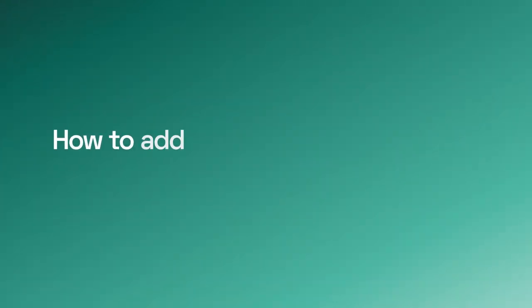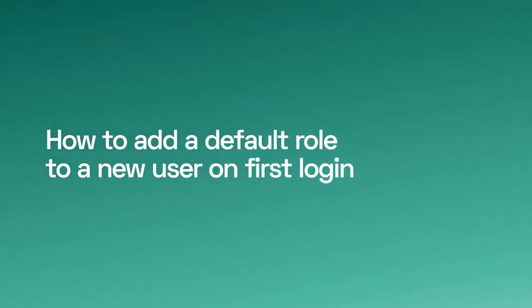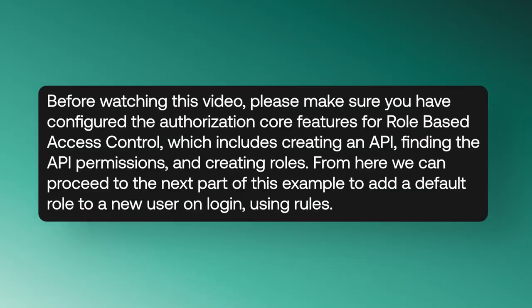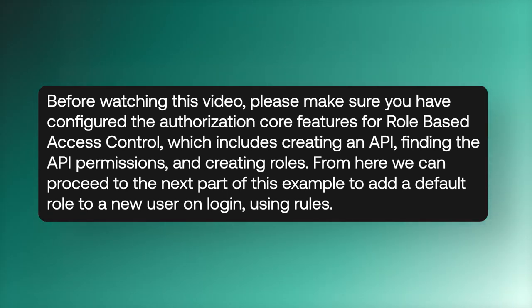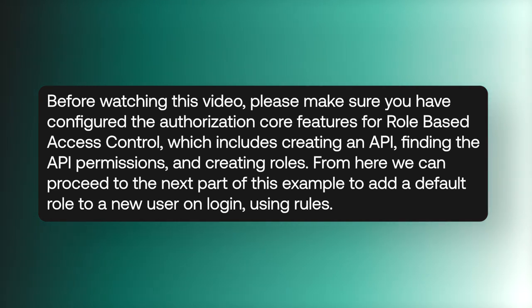Today, I'll be walking through how to add a default role to a new user on their first login. Before watching this video, please make sure you have configured the authorization core features for role-based access control, which includes creating an API, defining the API permissions, and creating roles. From here, we can proceed to the next part of this example to add a default role to a new user on login using rules.